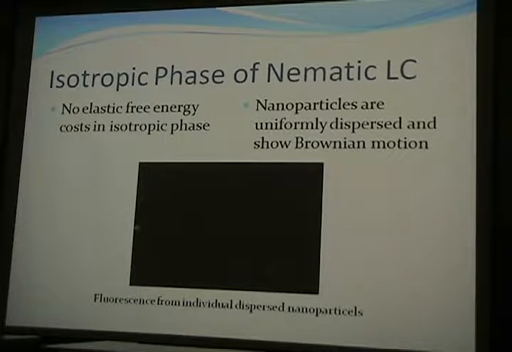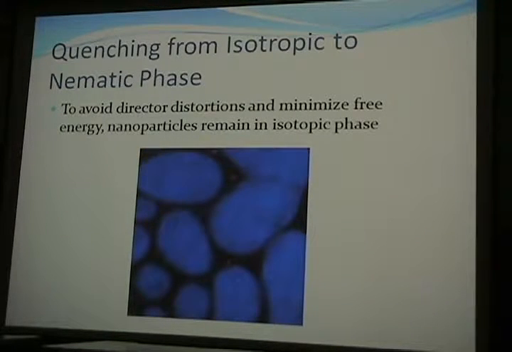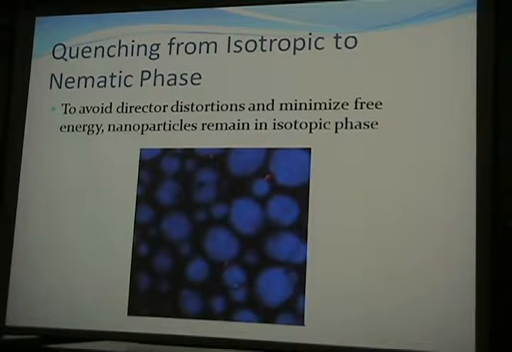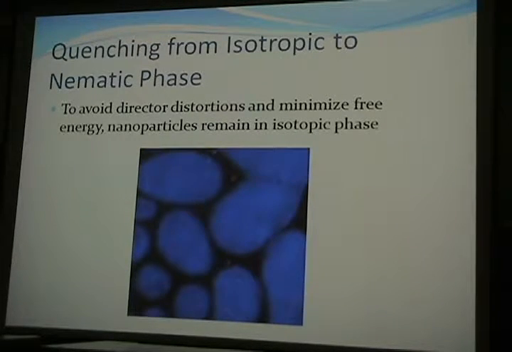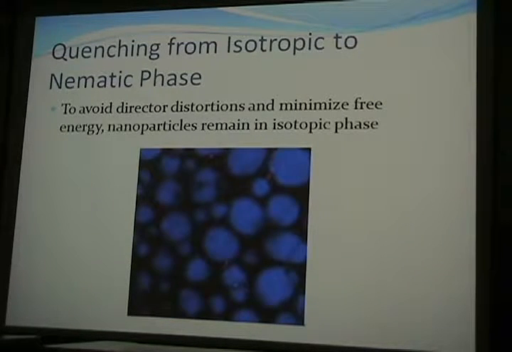If we start in the isotropic phase with uniformly dispersed nanoparticles and then cool into the nematic phase, this is what we see. This is just a little movie of some clips. Blue is the nematic phase, and in black is the isotropic phase. Let me highlight one particle as it starts. It starts right here. In order to minimize free energy distortions, this particle will remain in the isotropic phase as long as possible, so it moves down until it's completely enveloped by the crystal.